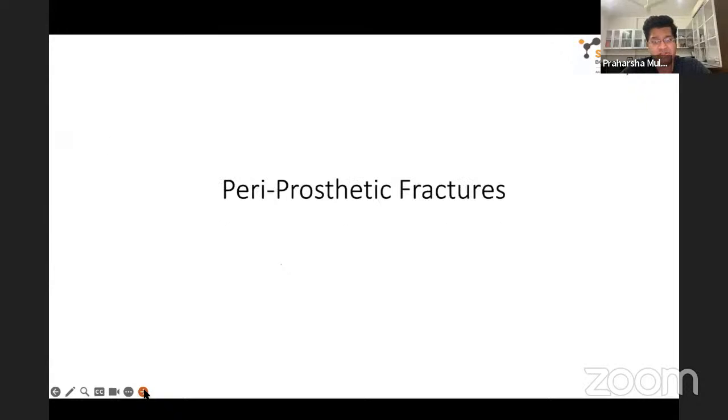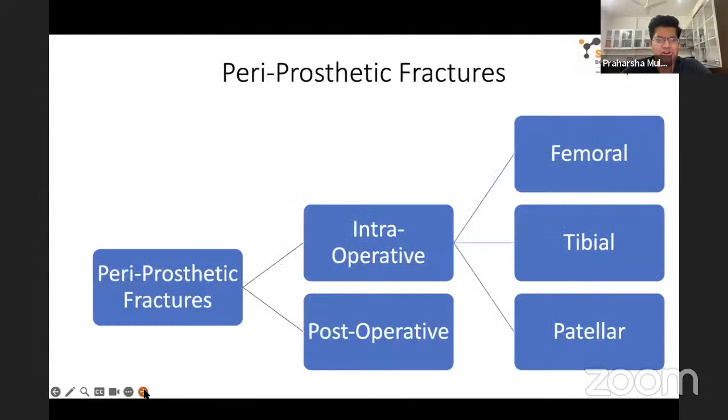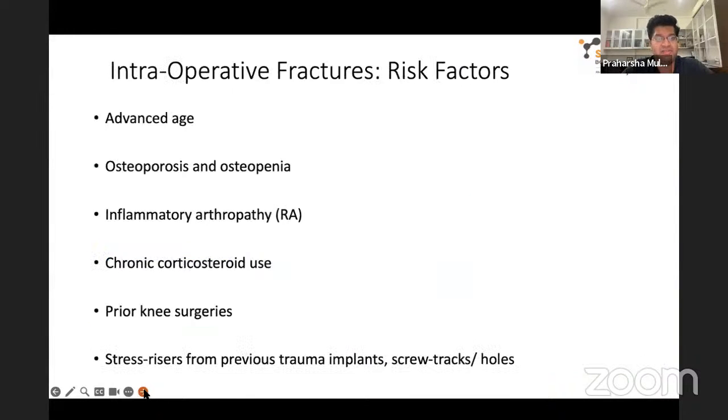Now, intraoperative periprosthetic fractures. It's not something that you really need to discuss in much detail, because it's more of a trauma approach. All of you know that it's essentially going to involve plating of your femur and tibia. But sometimes you have to recognize them intraoperatively. Postoperatively, we're not really worried. Intraoperatively, you can have femoral, tibial, and patellar fractures. Again, you have to look at the risk factors: advanced age, osteoporosis or osteopenia, inflammatory arthropathy, chronic corticosteroid use, prior knee surgeries, and stress risers from previous trauma.